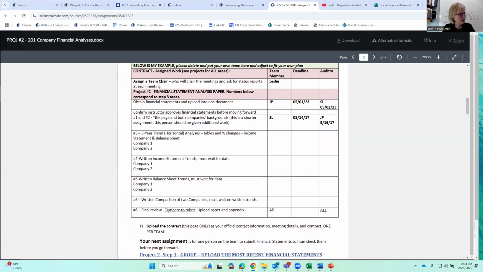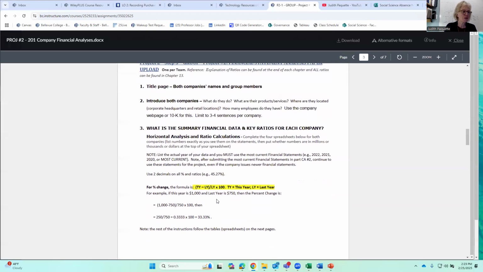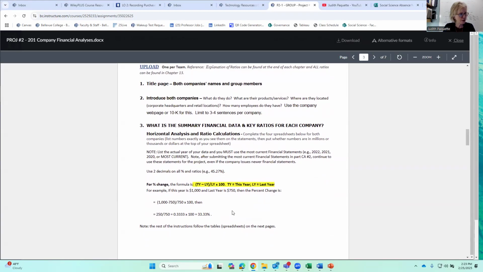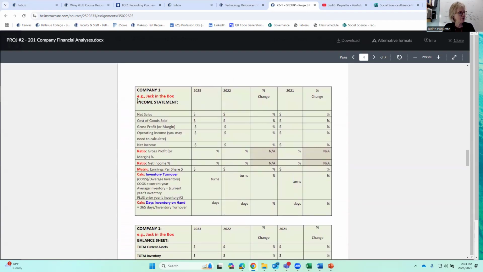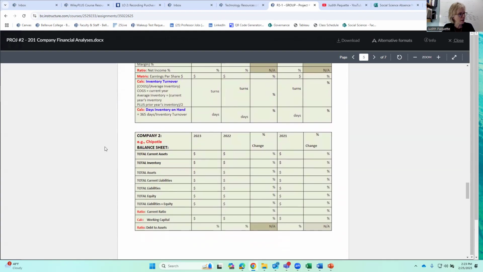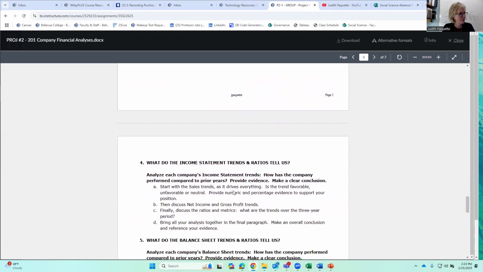And then here's the layout of the project. Essentially in this project, you're not doing any research beyond a financial statement. You just do a brief introduction of the companies and then a bunch of calculations. You'll gather income statement information, net sales, cost of goods sold, and so forth. You'll make some calculations for the current year, whether that's 23 or 24, the prior year, and then a third year back. You'll do it for your other company, and then you'll do the balance sheet information, okay? Then you'll write about it.